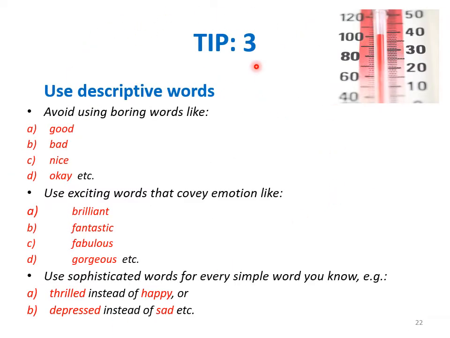Number 3, use descriptive words. Descriptive words are those which create pictures in your mind, describe things, and avoid using these words: good, bad, nice, okay, these types. These words are banned for you, for some time. Use exciting words. For example, instead of good, say brilliant, fantastic, fabulous, gorgeous, stuff like that.